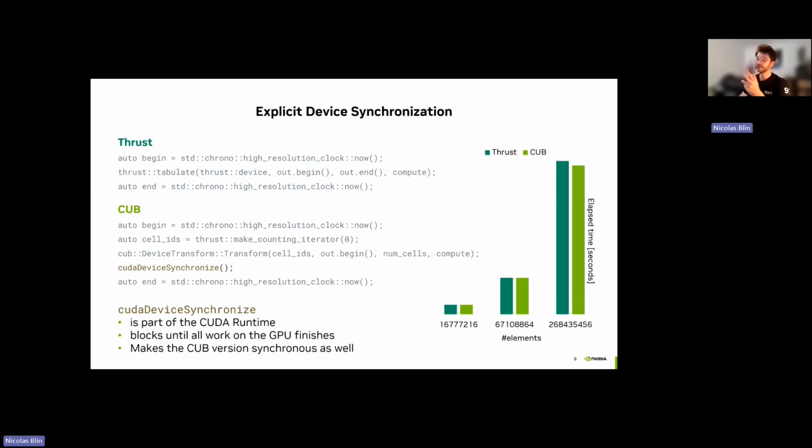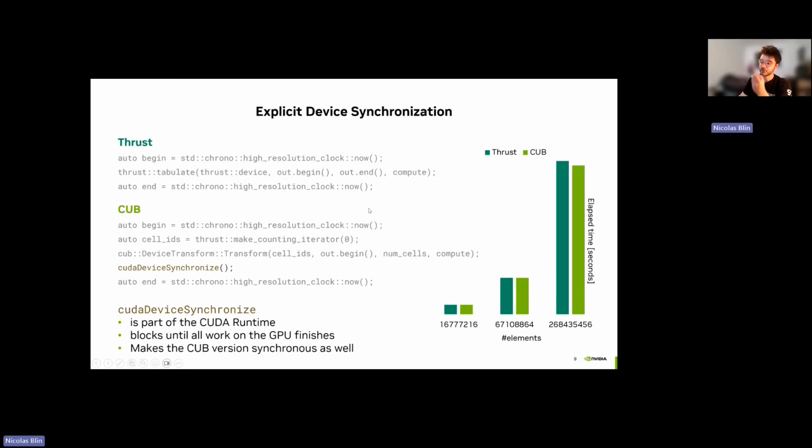And if you wanted to have the exact same behavior between CUB and thrust, you could simply add a CUDA device synchronize, which tells the CPU to wait for the GPU to be done before continuing. And so this will make CUB and thrust behave in the exact same way.